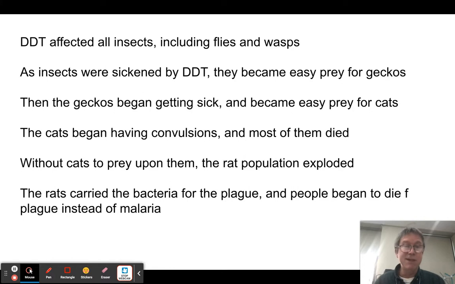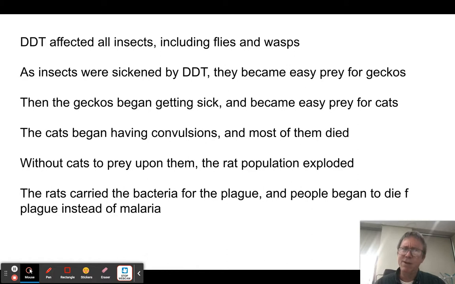Well, then the people in the villages noticed, hey, the geckos are starting to get lethargic themselves. They're not doing so great. Well, guess what? The cats that lived in their houses and in their village were like, oh, it's a lot easier to catch that gecko than it is to catch that mouse that's running away from me. So they started eating the geckos. Now the cats were having convulsions and dying. Their cat population plummeted. Who knew, right? And you can trace it.